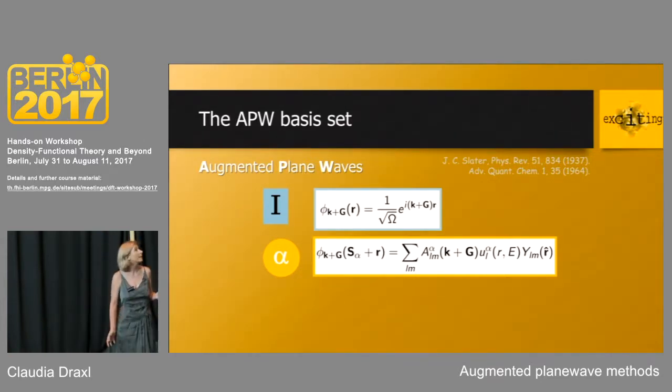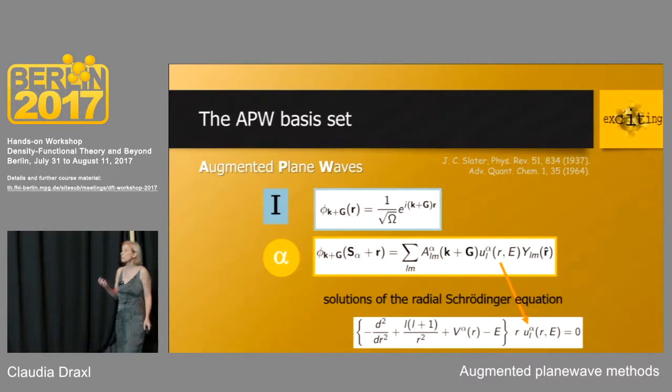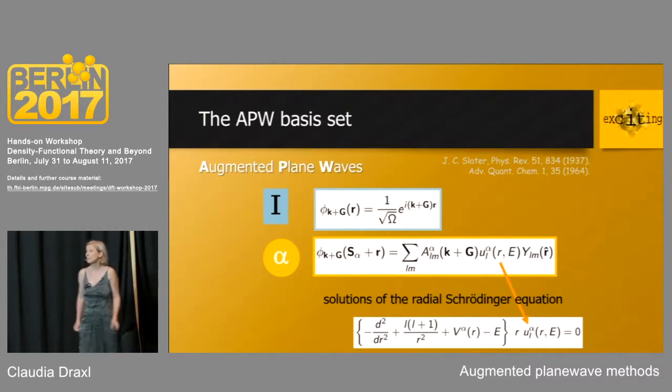So, like I said already, we have these dual bases. These are plane waves in the interstitial, and the atomic-like functions in the spheres. Now, where do these U_L here come from? The Y_LM is just the lattice harmonics, and the U_L comes simply from solving the radial Schrödinger equation in the atomic sphere. This gives you this function U, and of course you know that this radial Schrödinger equation depends on the energy, and this means that the whole basis set now depends on the energy, and this, as I will explain in a second, makes it costly.